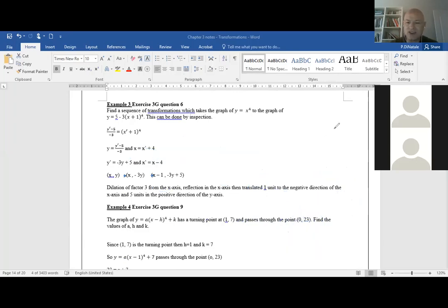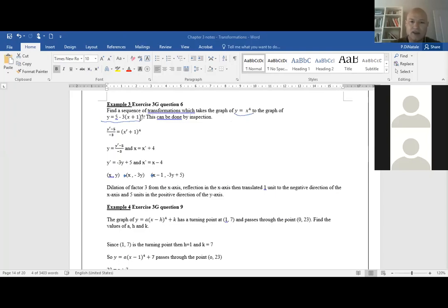Now this is actual question 6 from 3G. If I've set 3G question 6, please don't do question 6. Maybe pick another question. Example 4 is 3G, your last question, question 9. Again, if I've set that one and I haven't set question 8, maybe do question 8. It says find a sequence of transformations which takes the graph of y equals x to the 4 to the graph of that.